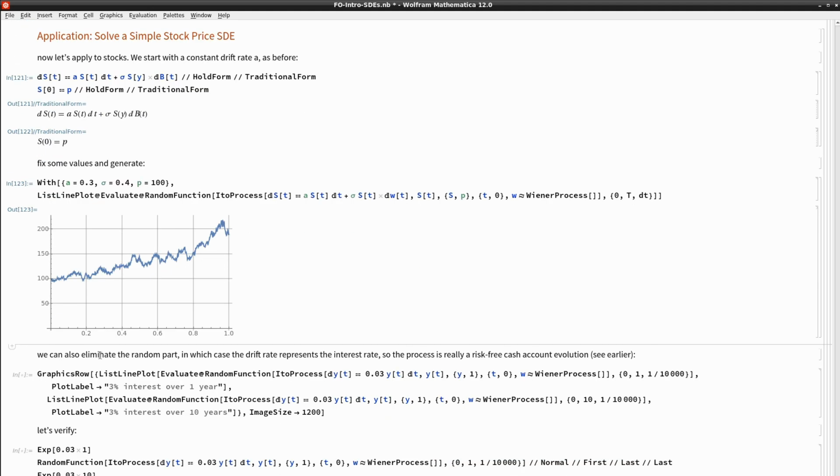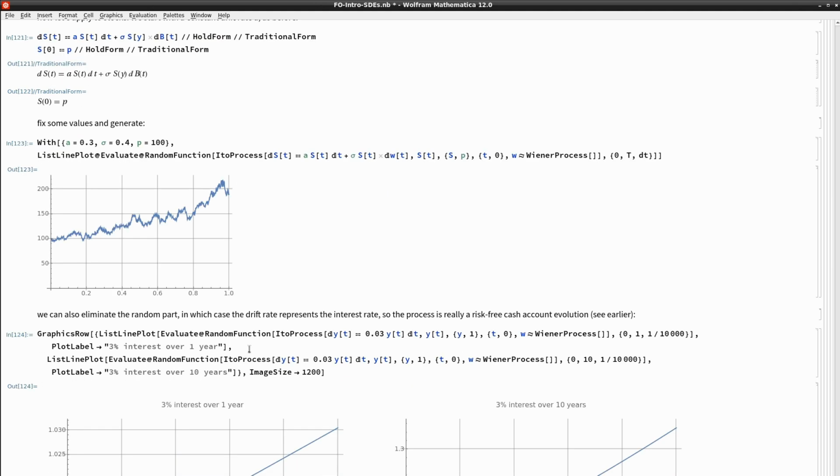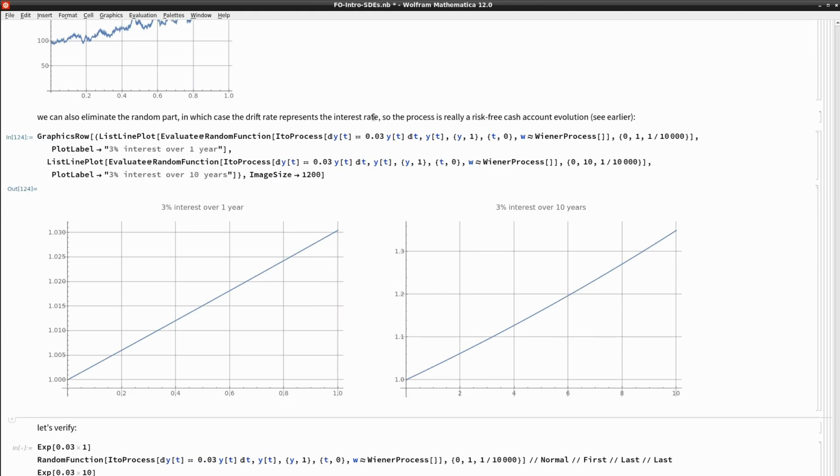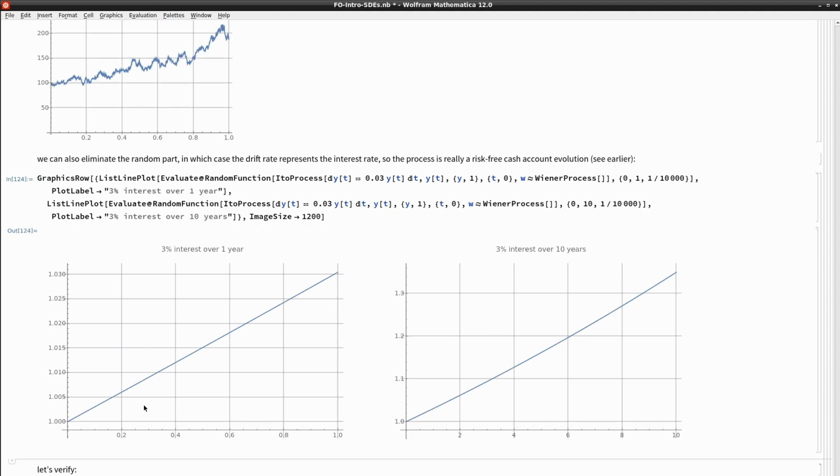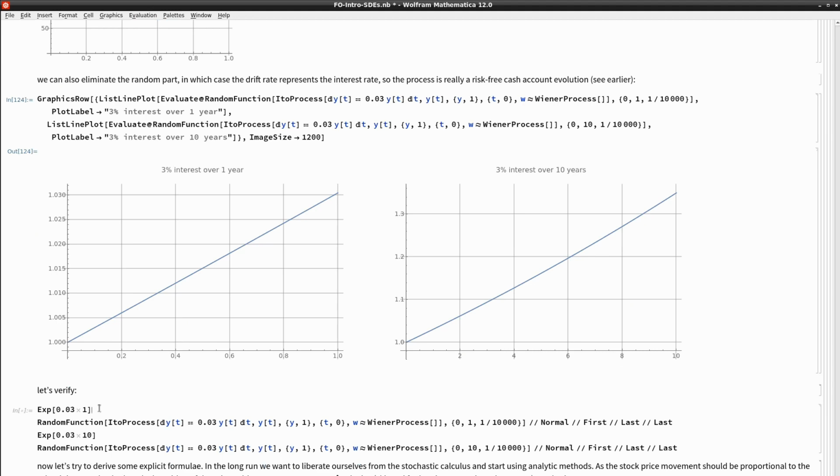And next, I also want to eliminate the random part now to explain to you that if we do this, then the drift rate really just represents the interest rate. So the process is really a risk-free cash account evolution. So we are really recreating the cash account evolution that we had at the beginning, right? So if we use 3% interest over 1 year, then we get a number that's a little bit more than 1.03. It should be. If we do continuous compounding on 3%, we get 1.03 and some change. And over 30 years, you can see that we have a little bit of a curvature here. We get a number that's a little bit above 1.3, 1.35, something like this. So let's compute it directly.